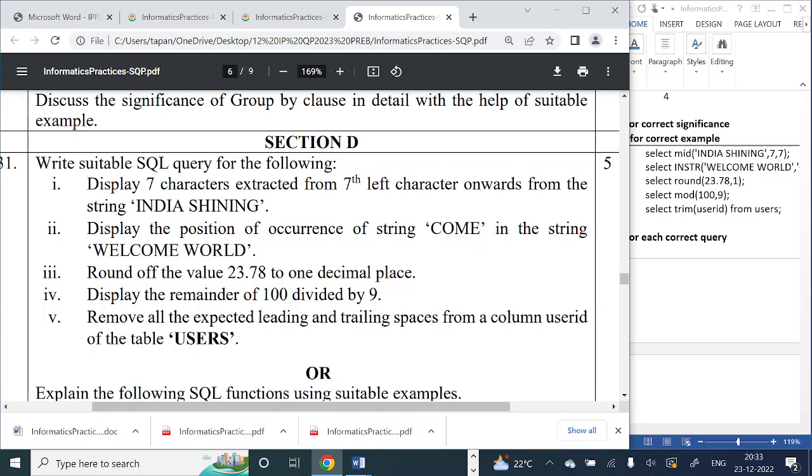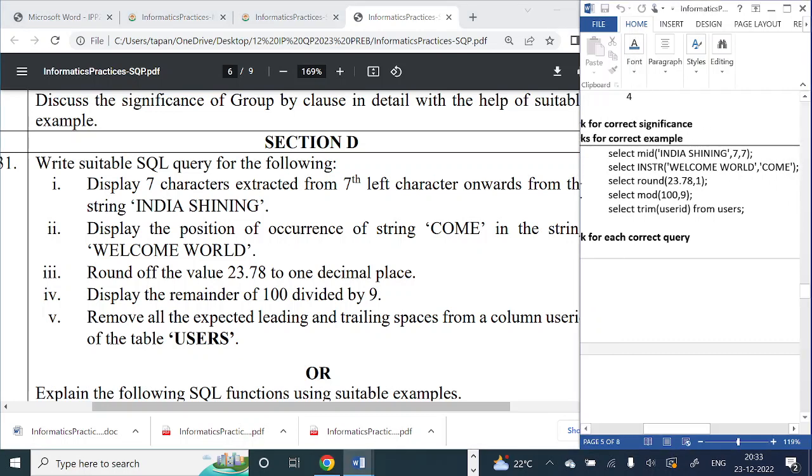Next, second one, display the position of occurrence of string come in the string welcome world. So here in welcome world, where come is there, that is the 4th character. You can see from 4th it is starting come. So the query will be select instr; instr returns the position of the second string in the first string. So it will be select instr in bracket the first string from where you have to search, that is welcome world, and the second string will be your come. So this is your answer.